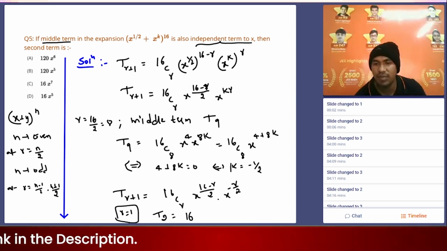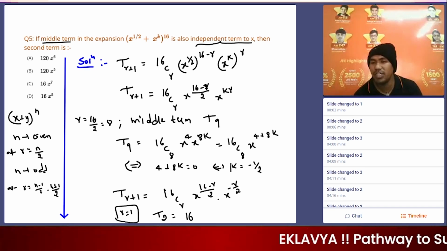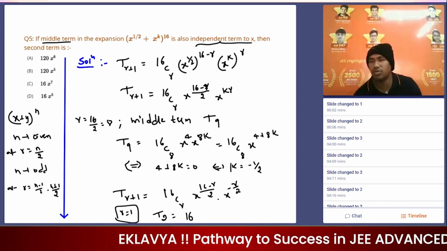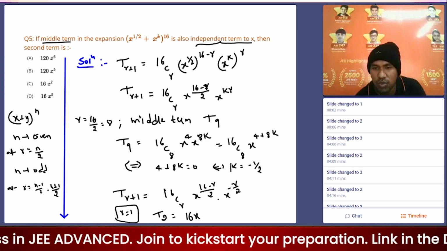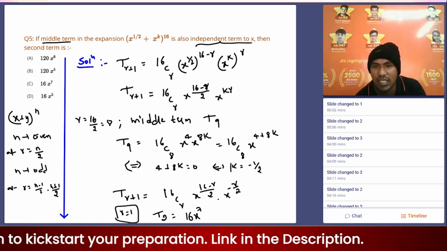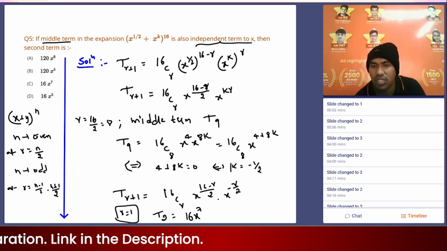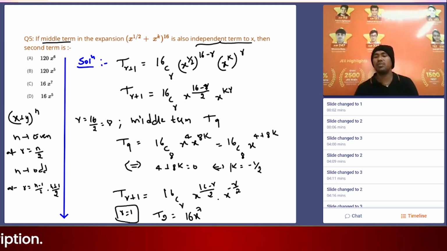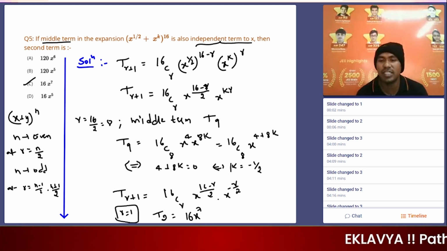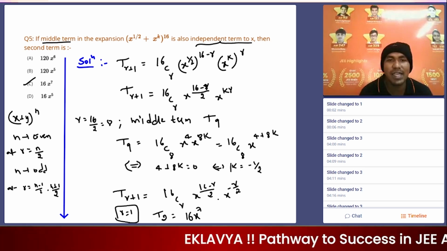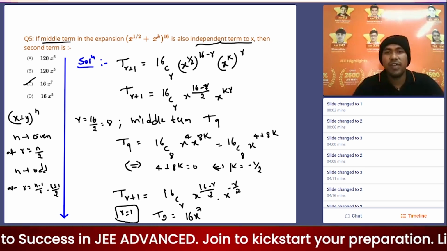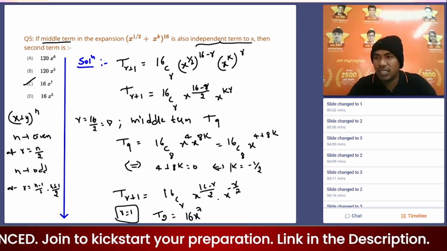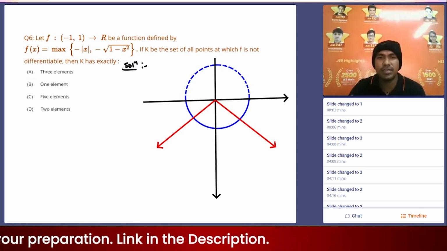16C1 will be 16 only, and x to the power of 16 minus 1, and here minus 1. That means 16 minus 2 upon 2, which is 14 by 2, means x to the power 7, not square. Yes, 14 by 2 will become x power 7 now. So 16 x power 7 is our second term of x power 1 by 2 plus x power k whole power 16, when the middle term is a constant term or independent of x. Then yes.